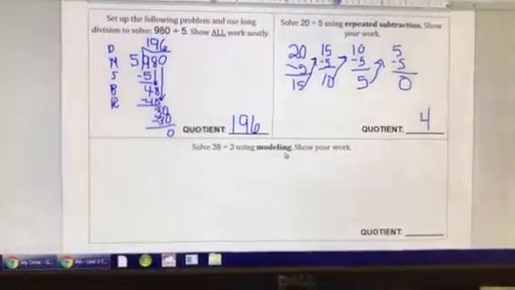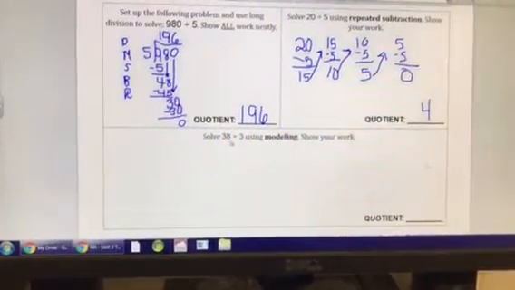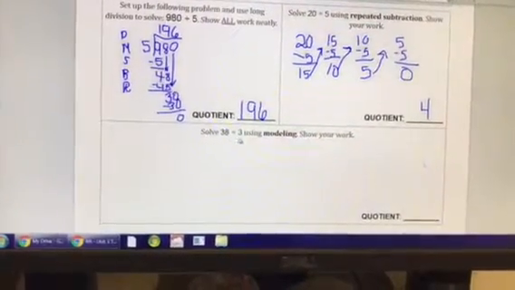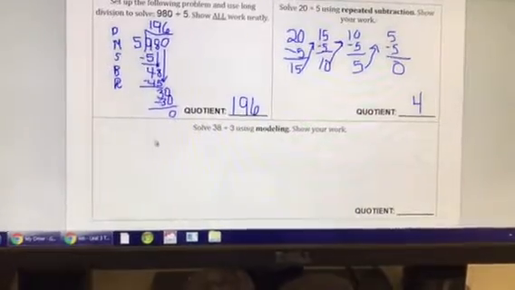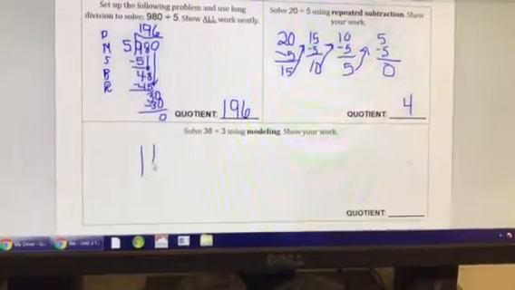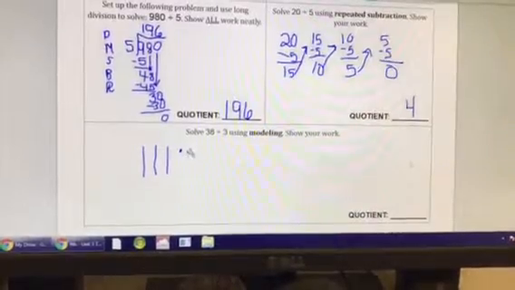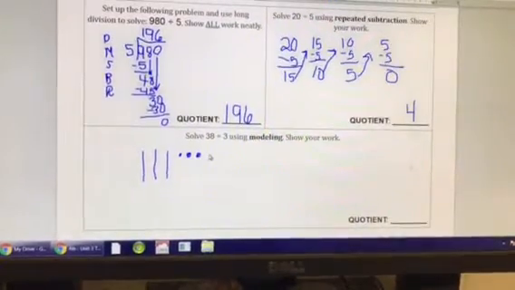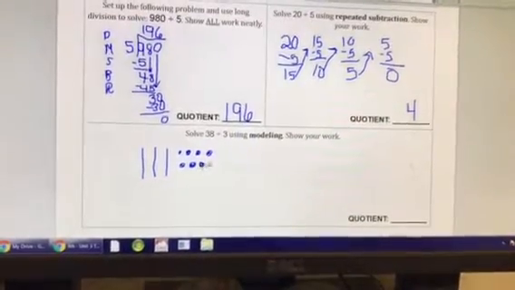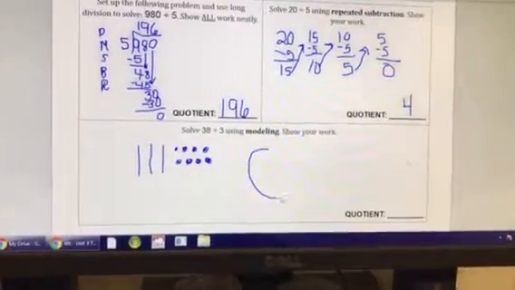The final way that we learned was using modeling. And this is when we represent each amount using base 10 blocks and groupings. So we have 38 divided by 3. So I need to show 38 using base 10 blocks. 38 using base 10 blocks would look like 3 tens rods and 8 singles, or 8 ones. Now we're dividing that into 3 groups, so I need to express 3 groups.